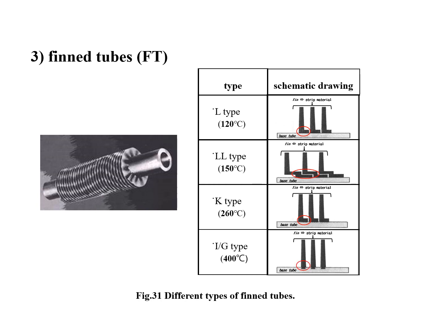For I or G-type fins, the fin strip is wound into a machine groove and securely locked into place by backfilling with base tube material. The further down the fin type, the higher the allowable operating temperature, because the stronger the bond between the fins and the tube.